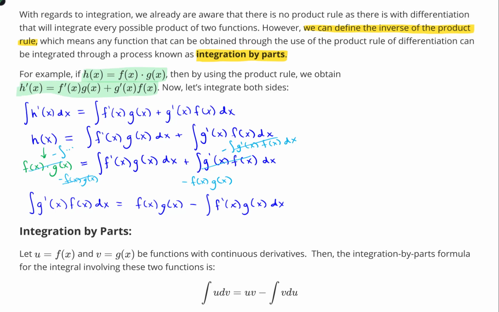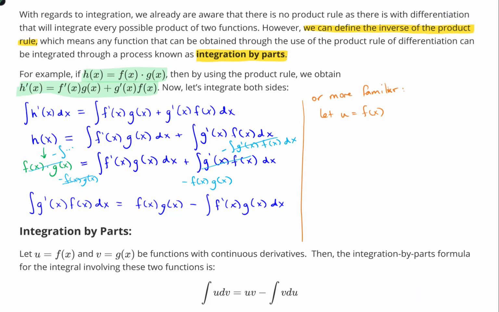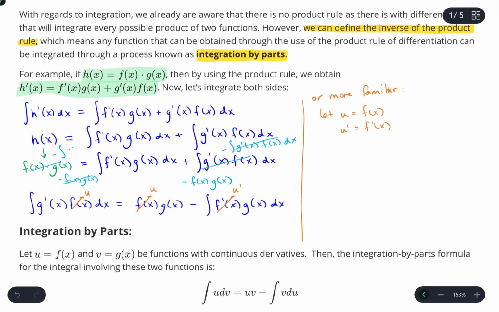Okay, this is an interesting statement, and there's actually a little bit more that we can do here. We can make it a little bit more familiar. If we were to say, let u be equal to f of x, I can just replace this f of x with u, this f of x with u, and this with u prime, because then u prime is f prime of x.